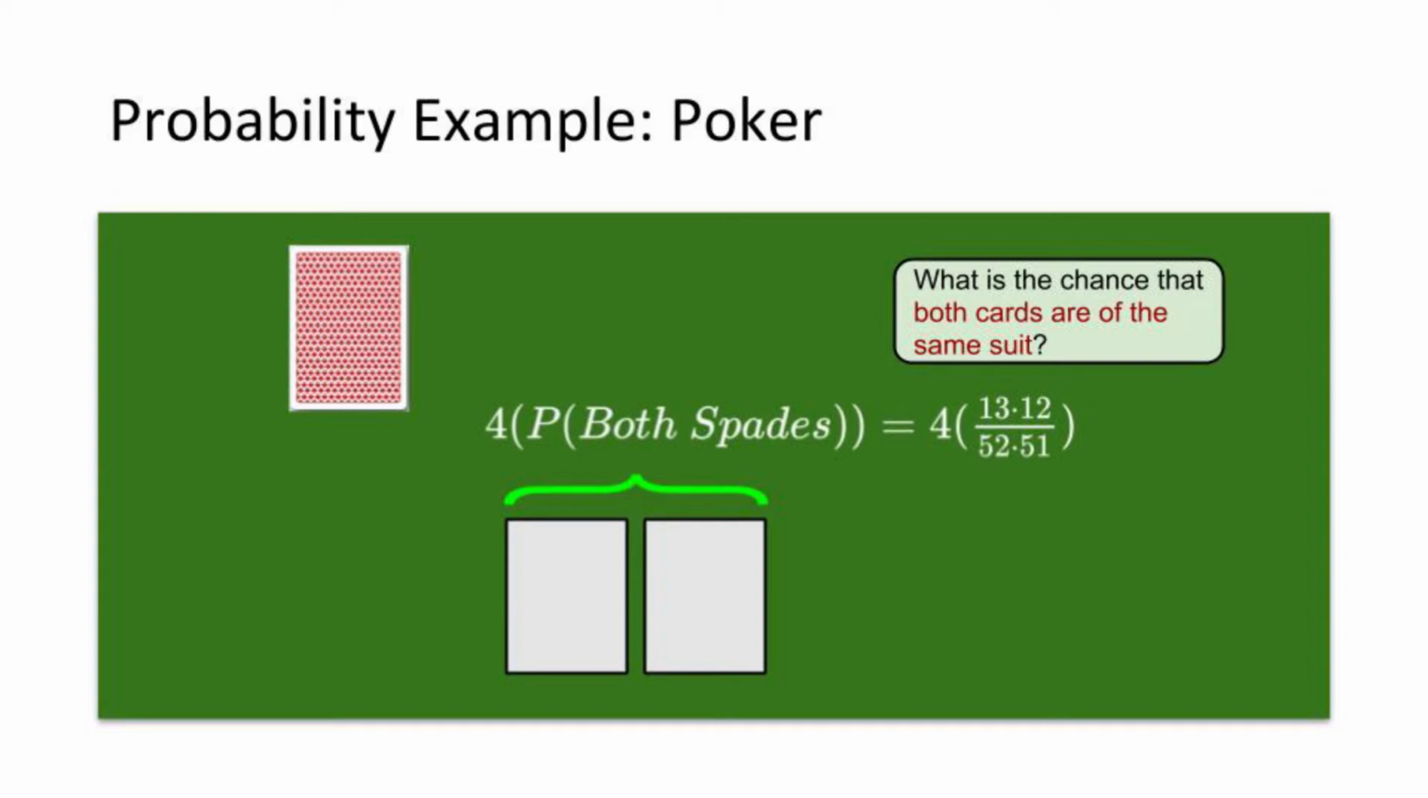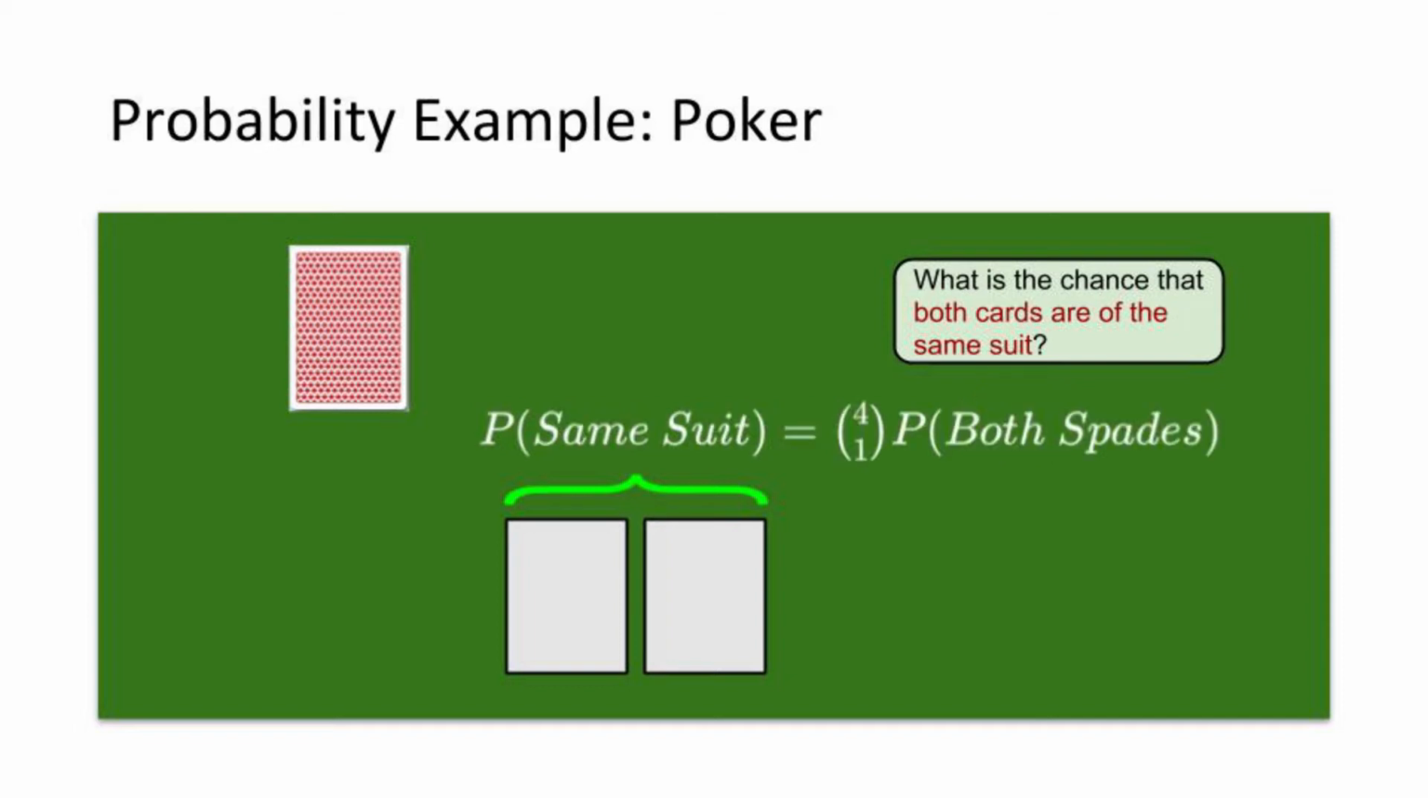By the addition rule, you can just add up all of those probabilities. The probability that both cards are of the same suit is just the number of suits times the chance of both cards being of one of the suits. This is properly written out as 4 choose 1. Out of the 4 suits, you're choosing one of them to be of the same suit. And this 4 choose 1 factor here is a combinatorial component accounting for the unordering of the number of ways that one suit can occur.